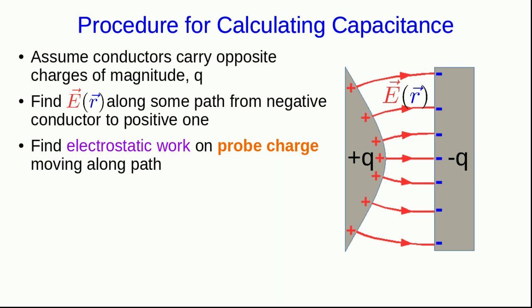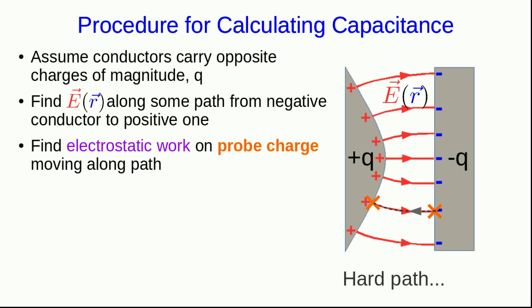Remember, these plates are conductors. And so the potential is the same everywhere inside one of the plates. So it doesn't matter what point we choose on the negative plate and what point we choose on the positive plate. The electrostatic work done on the probe charge going from one to the other has to be the same along any path. These are path independent after all.